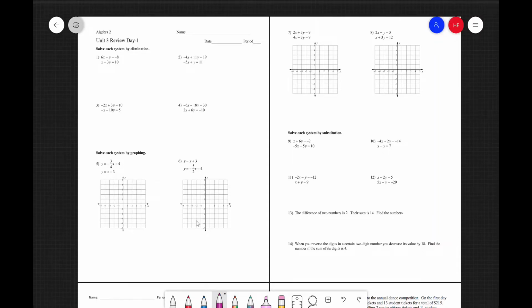Hi, today is October 21st, and we are doing a review of systems. So we've done systems with two variables and systems with three variables, sorry. We are going to look at systems with two variables today, and then tomorrow we will look back on three variables. So today it says to solve each system by elimination on this top part.